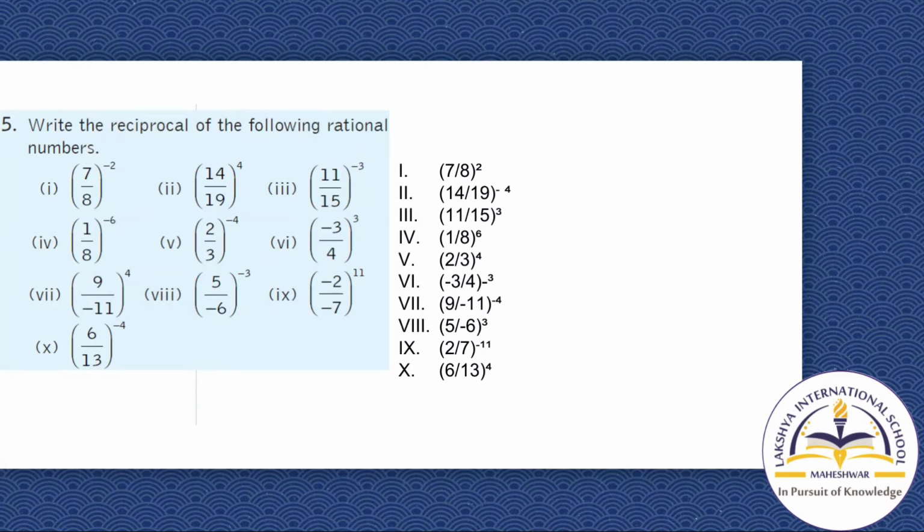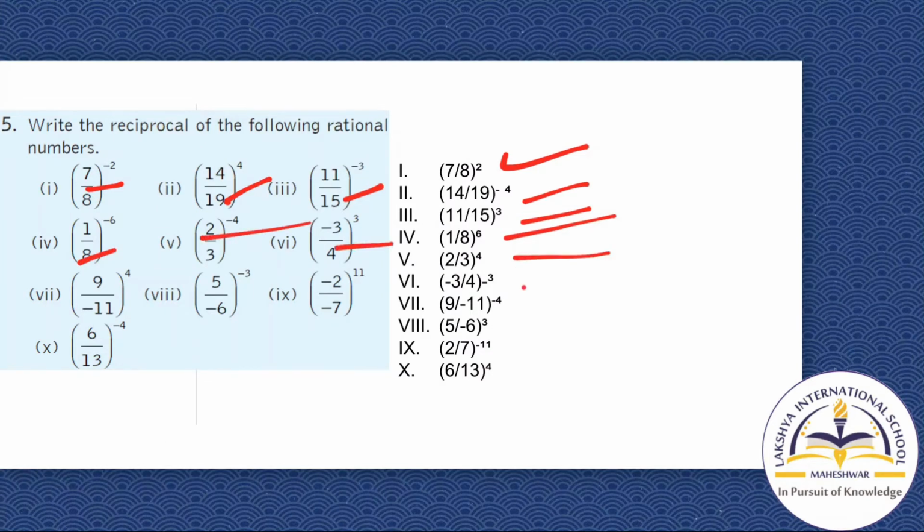Write the reciprocal of the following rational numbers: 7 by 8 raised to the power minus 2. Now you can see, you just have to change the sign of the power. Here you can see minus 2. In the answer it will become a positive sign. Minus 4, minus 3, minus 6, minus 4, 3 minus 3, minus 11 minus 4.